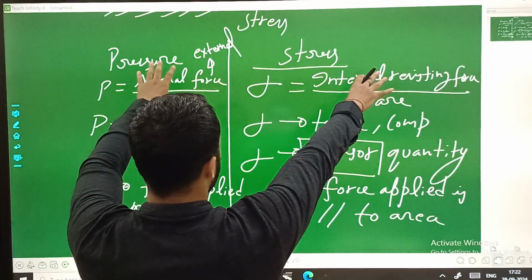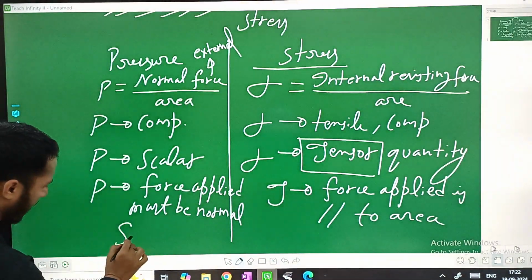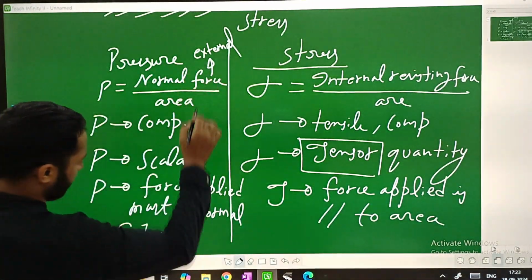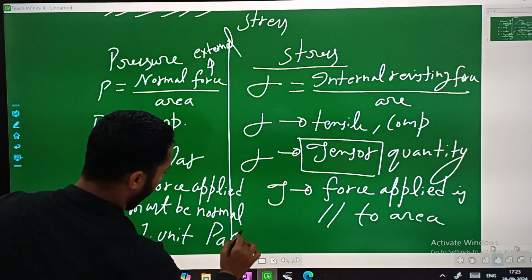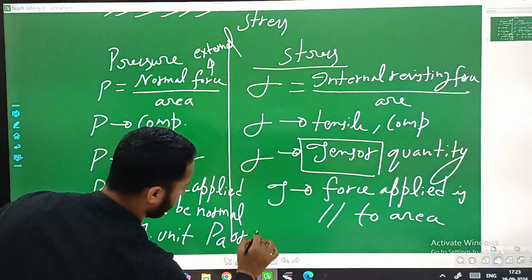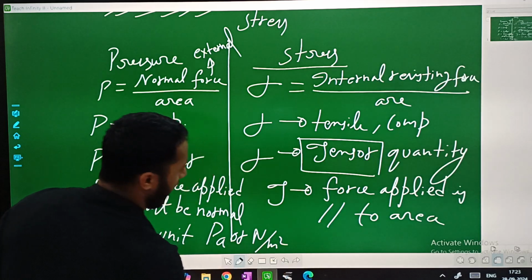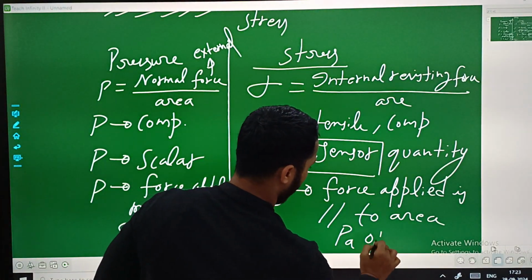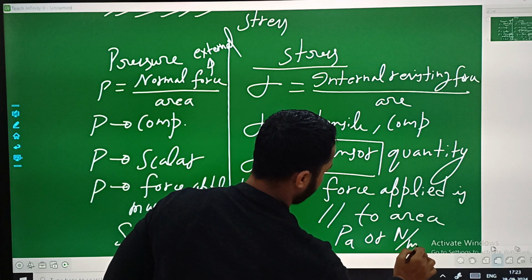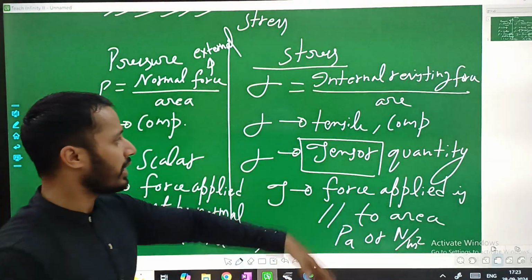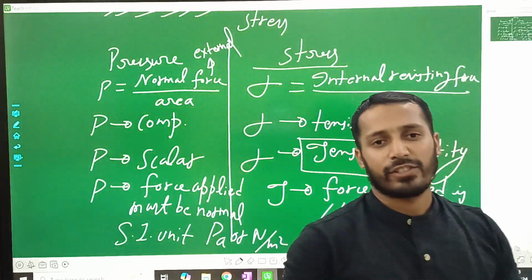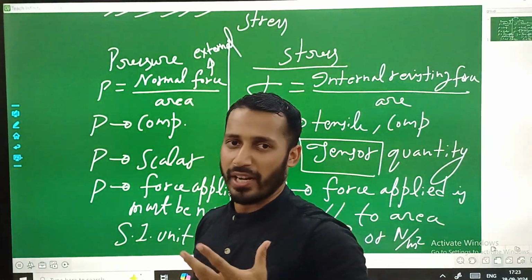Although mathematically the formula is the same, if we talk about the SI unit, sir, tell me the SI unit. Of course, the SI unit of pressure is Pascal, or you can say Newton per meter square. And the same, the SI unit of stress is also Pascal or Newton per meter square. Yes or no? So this much difference is there in case of pressure and stress.